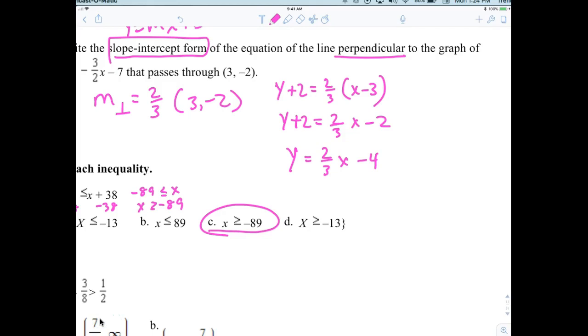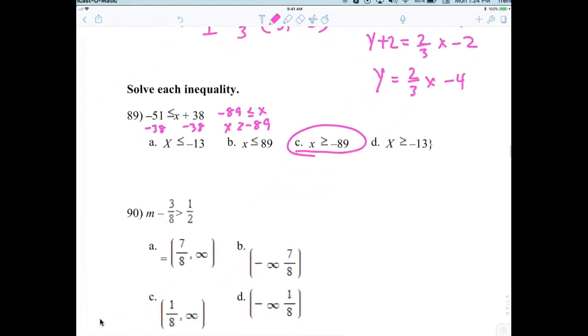Yes. Multiply or divide. All right, let's carry on.